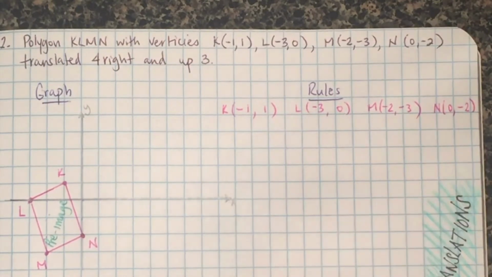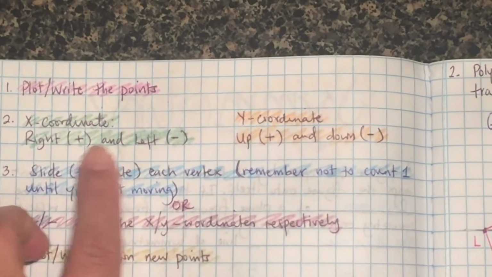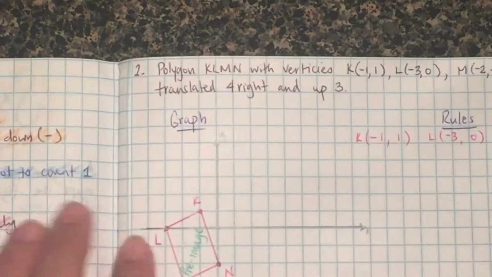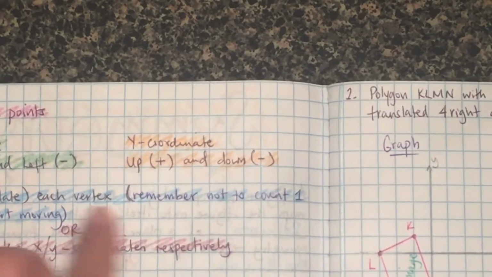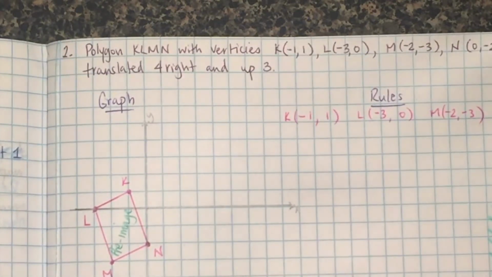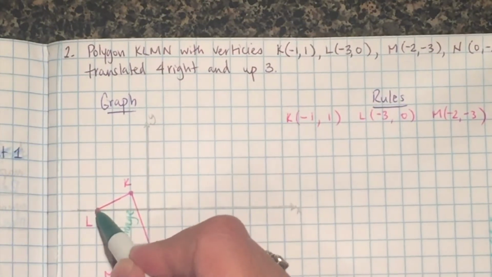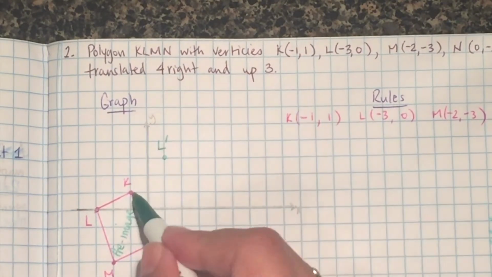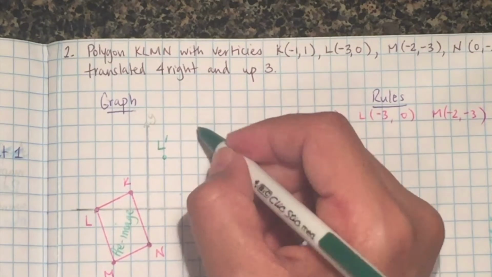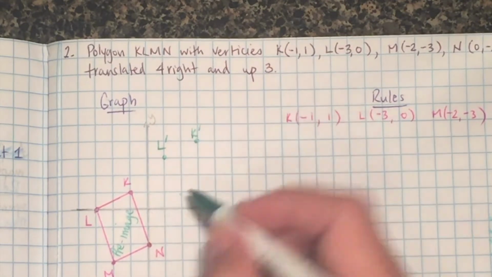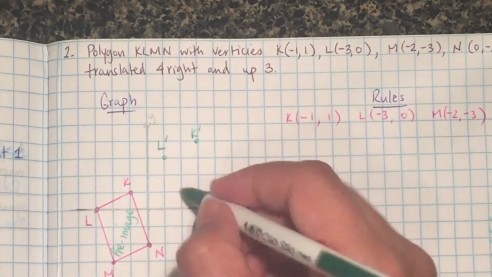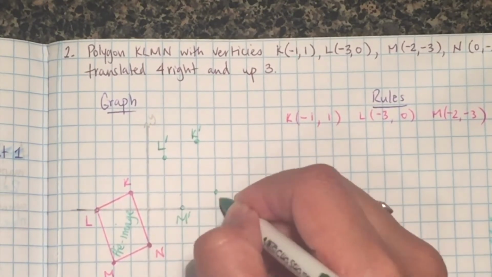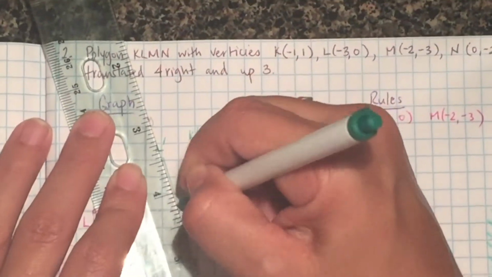And then we'll start with the graph one. Right is positive, left is negative, up is positive, down is negative. Okay, then we're going to translate it 4 to the right and up 3. So we're going to take every single point and count 4 to the right and up 3. So let's start counting from L, 1, 2, 3, 4, and up 3. 1, 2, 3, 4, 1, 2, 3. Do the same for each point. And don't forget to put the primes indicating that's your new image.